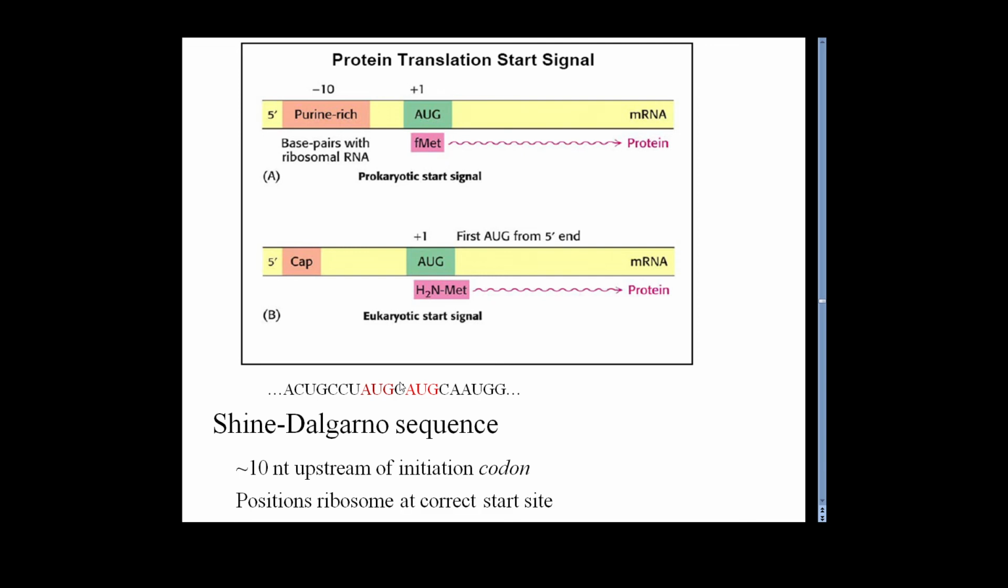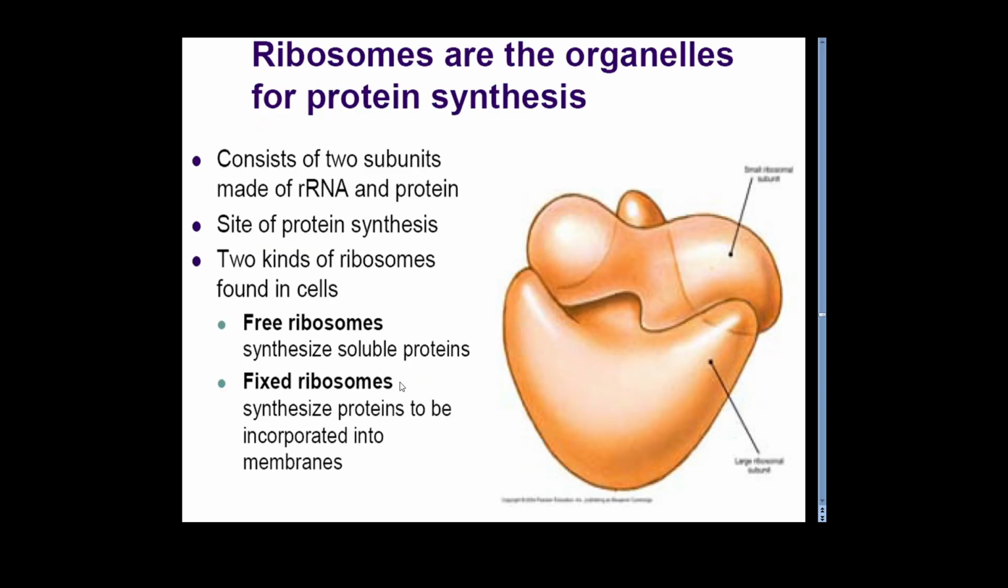Yes, position of ribosome at correct site will be true. Next, it is necessary to have ribosomes. What is a ribosome? It is an organelle that consists of two parts, big and small subunits. But really it consists of ribosomal RNAs and some dense proteins. And in free state, the ribosome will be dissociated. Ribosomes can be free, which can synthesize soluble proteins, and fixed ribosomes, which will be associated with membranes of endoplasmic reticulum.